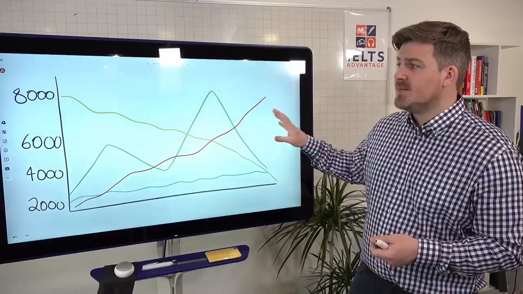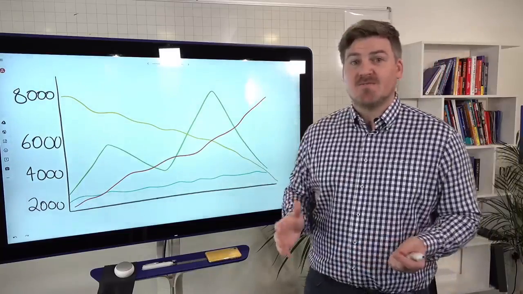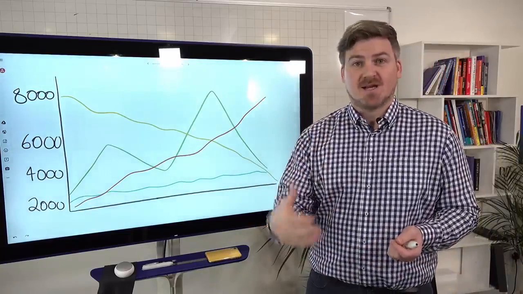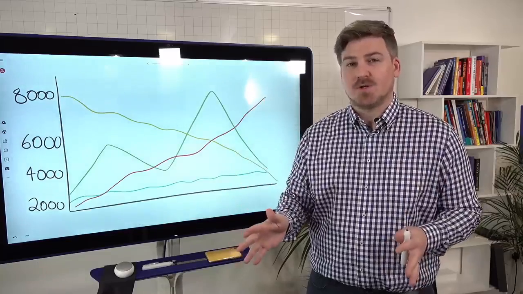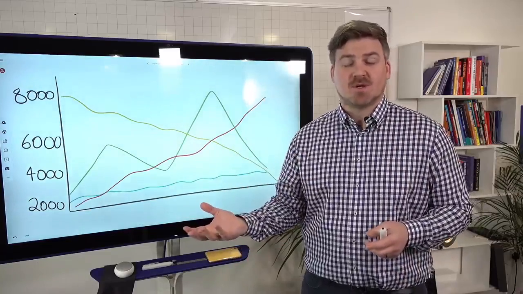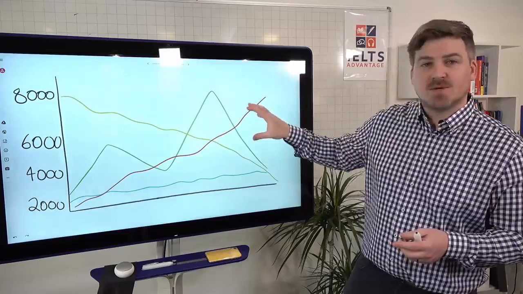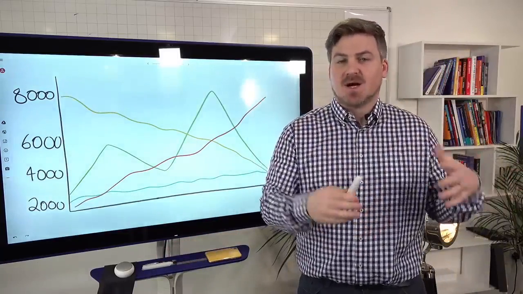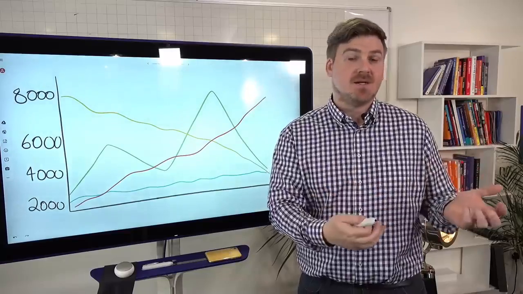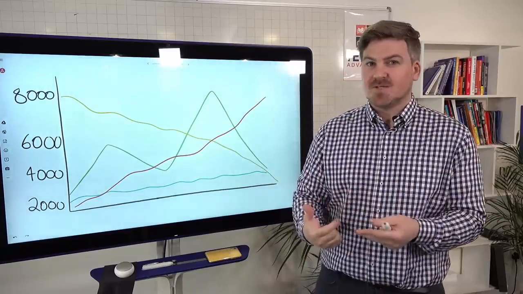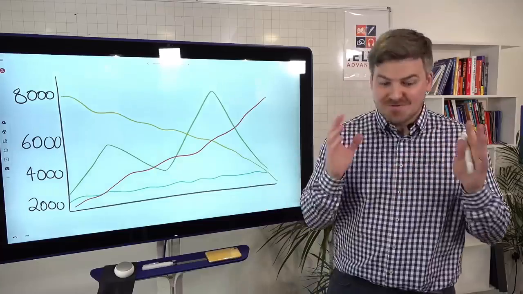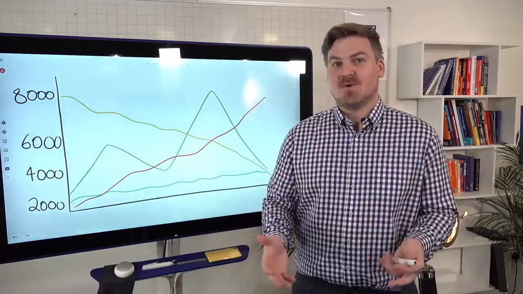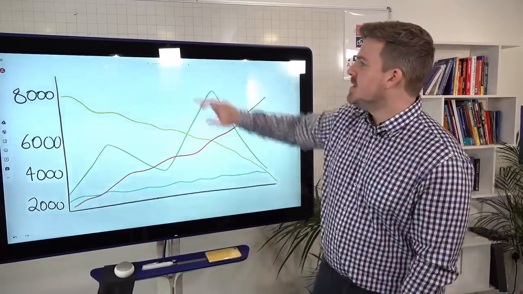In terms of time, I would spend at least 5 minutes just looking at the data, thinking about it, and planning out what you're going to write before you even start writing. Because the Task 1 Academic is not just a writing task, it's a thinking task. You have to think about the data and understand it before you start writing. So give yourself that time. Don't look at it and immediately start writing like most people do, because then you'll mess it up.